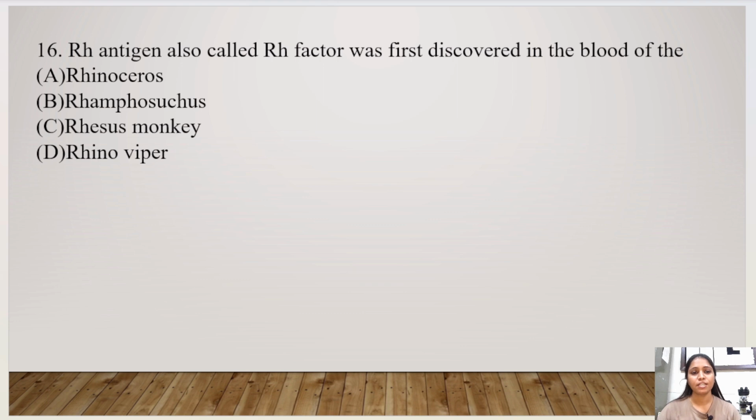We are going to discuss some most important questions from animal physiology. So let's get started. First question is, Rh antigen, also called Rh factor, was first discovered in the blood of.